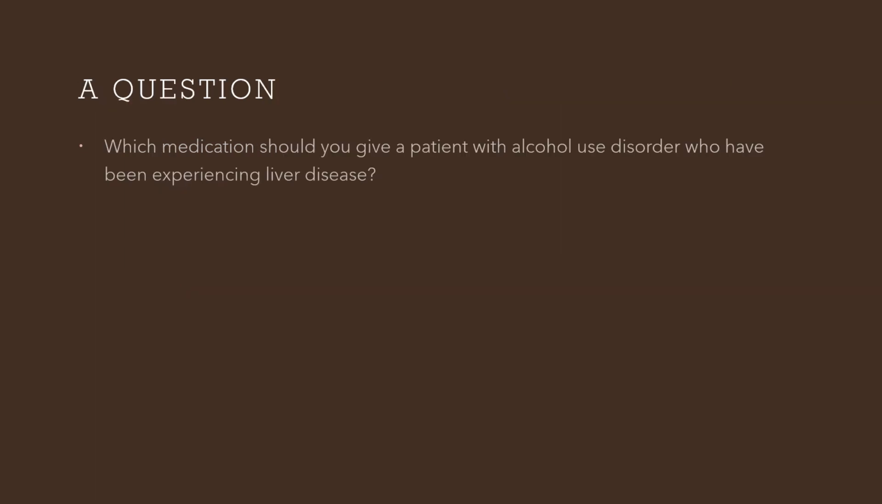And the question: which medication should you give a patient with alcohol use disorder who has been experiencing liver disease? So we have two drugs in first line, and we should give acamprosate to this patient because he or she has liver disease also. So we cannot give naltrexone because it is hepatotoxic and contraindicated in liver disease, but we can give acamprosate because it is excreted by the kidney.